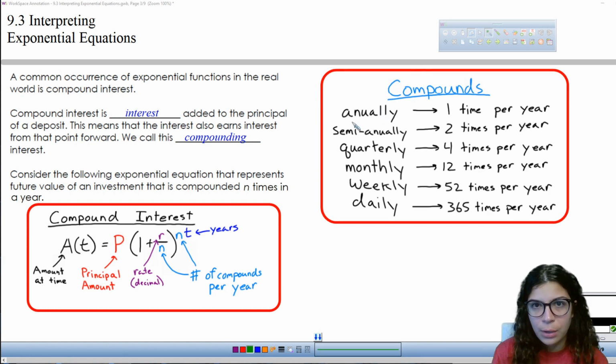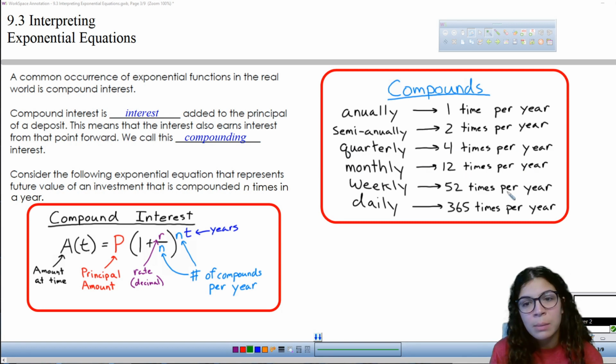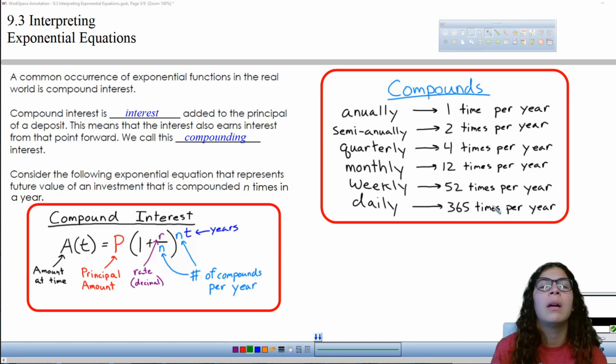So notice I put here on the side, because you might not know these words, right? Annually just means 1 time per year. Semi-annually means 2 times in the year. Quarterly means 4 times in the year. Monthly would be 12 times in the year. Weekly would be 52 times in the year. And then daily is 365 times in the year.